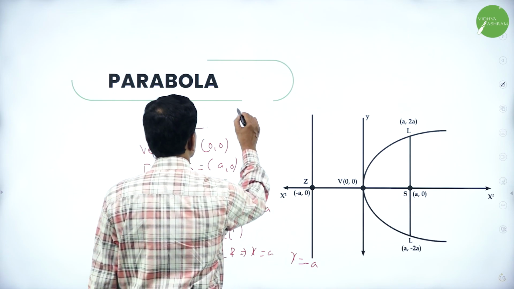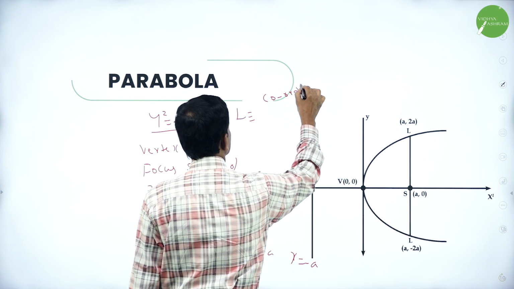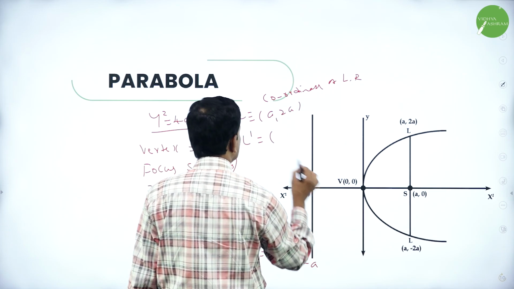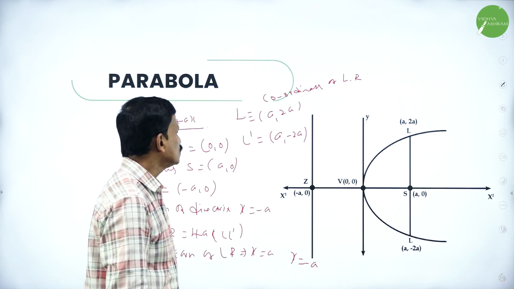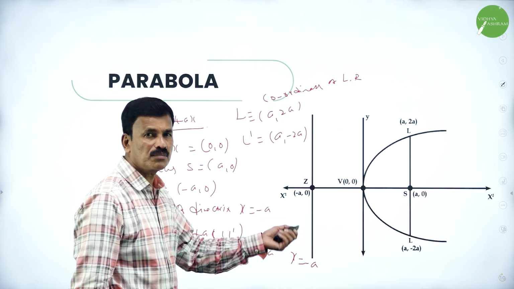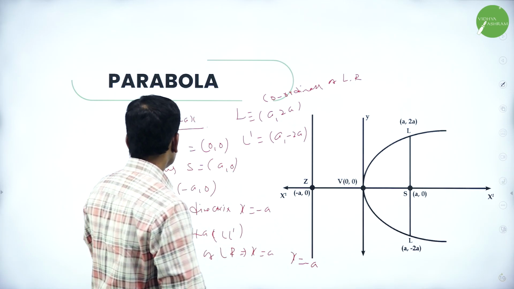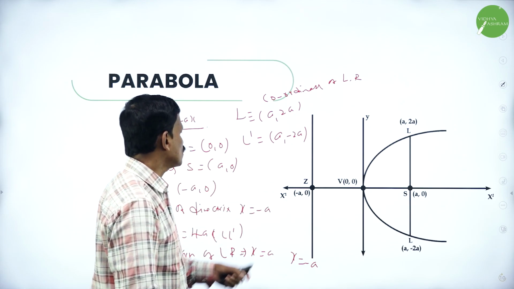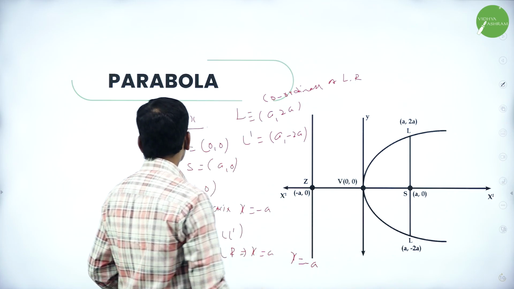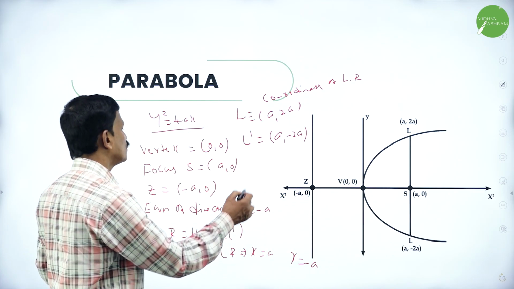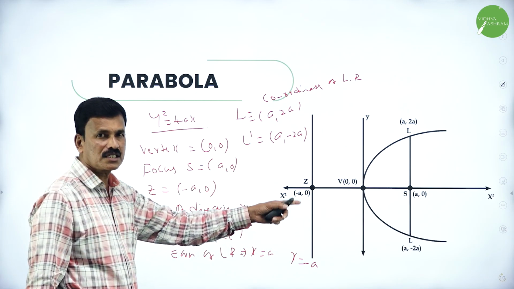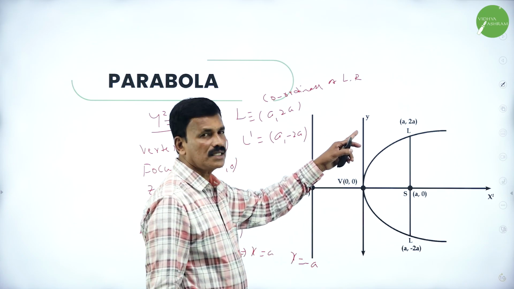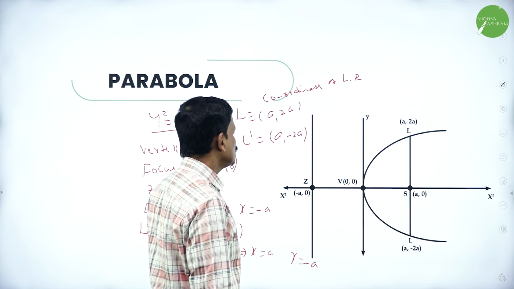And the coordinates of the latus rectum ends: L is equal to (a, 2a) and L dash is equal to (a, minus 2a). The axis of the parabola is the x-axis. So, for the parabola y squared is equal to 4ax in standard form, the axis is the x-axis and the parabola opens to the right side. The vertex is (0, 0), S is the focus (a, 0), the coordinates of Z are (minus a, 0), and the equation of the directrix is x is equal to minus a. The length of the latus rectum is 2a plus 2a, that is 4a, and the equation of the latus rectum is x is equal to a, with ends L equal to (a, 2a) and L dash equal to (a, minus 2a).